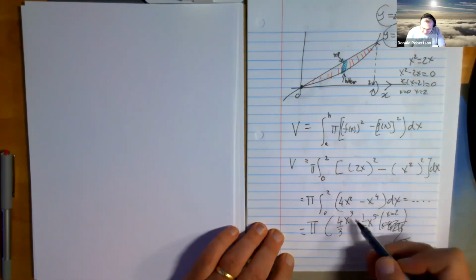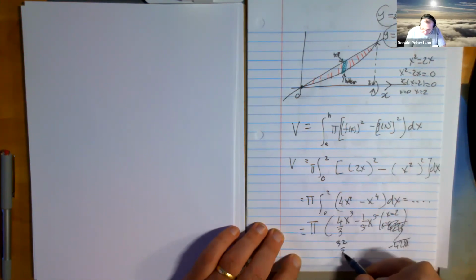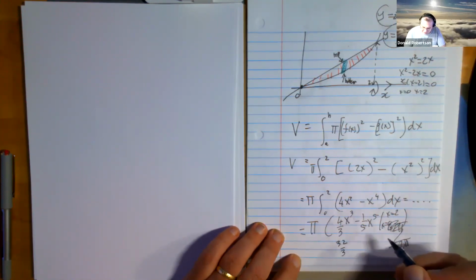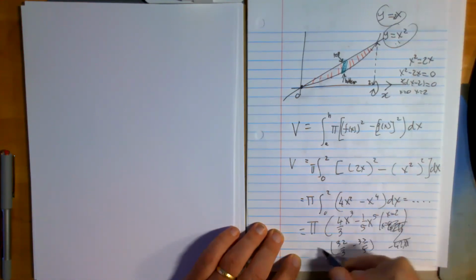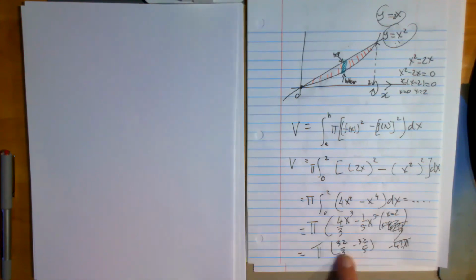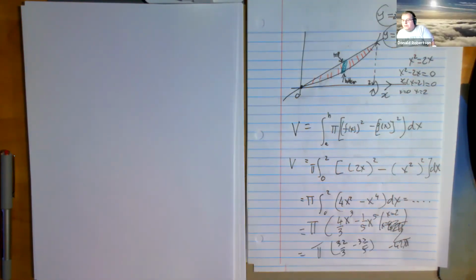So what's that? 2, 4, 8, 32 thirds. 2, 4, 8, 16, 32 fifths. Yeah, I was just missing a step. Yeah, I have no idea what that is, but isn't that what calculators are for?